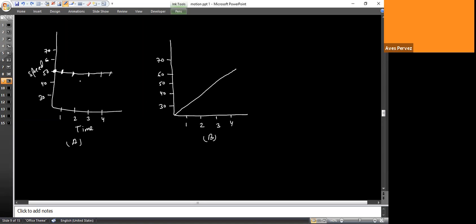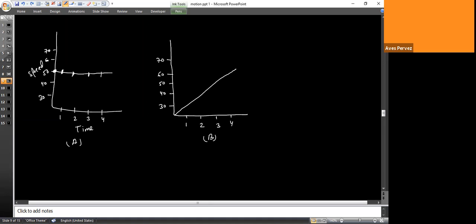What is making unequal distance covered in equal intervals of time? That is the non-uniform speed. If the object is traveling with non-uniform speed, during that time we will say that it is in non-uniform motion.